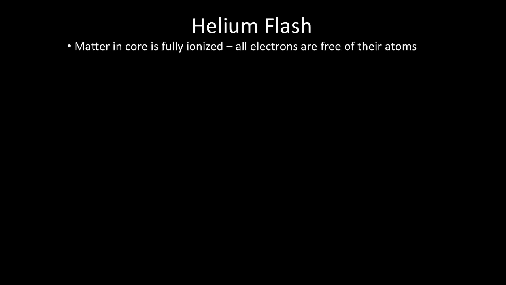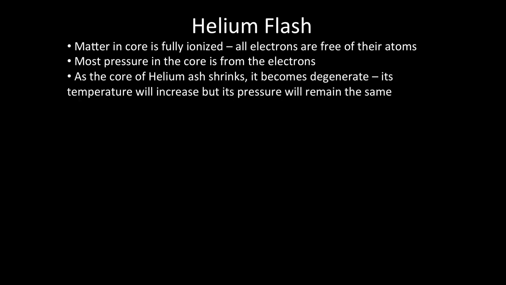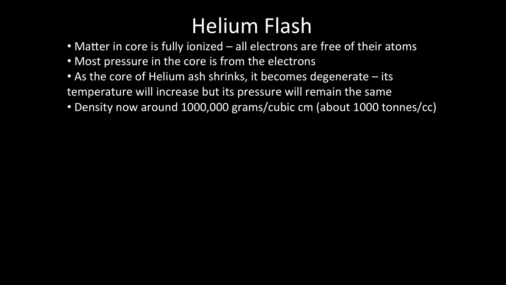Matter in the core is fully ionized. All the electrons are completely free of their atoms. Most of the pressure in the core comes only from the electrons, and as the core of helium ash, the ash from the hydrogen burning, shrinks, it becomes degenerate. Its temperature will increase, but its pressure will remain the same. The density rises to about 1 million grams per cubic centimeter. That's about 1,000 tons per cubic centimeter.